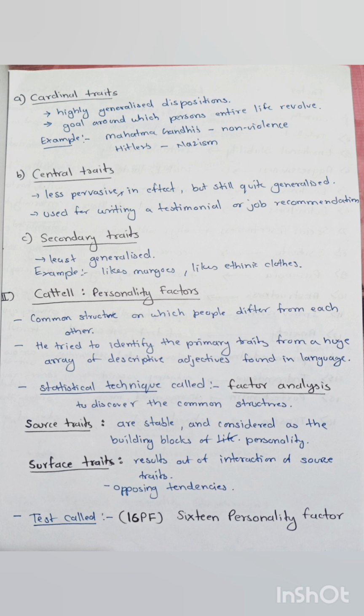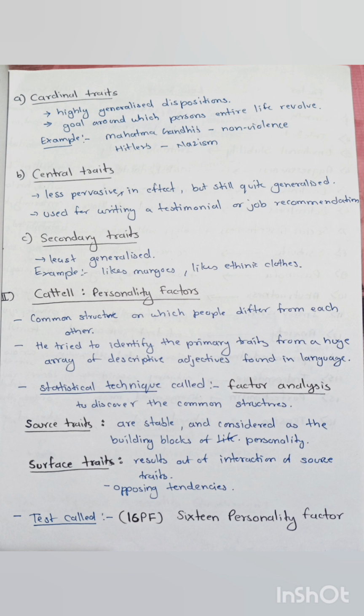The second theory in the trait approach is Cattell's personality factor theory. Cattell tried to identify the primary traits from a huge array of descriptive adjectives found in languages. He used statistical techniques called factor analysis to discover the common structures.